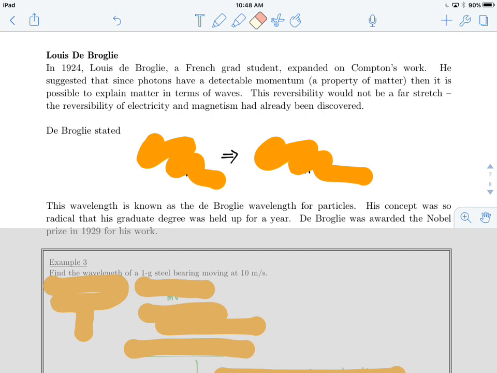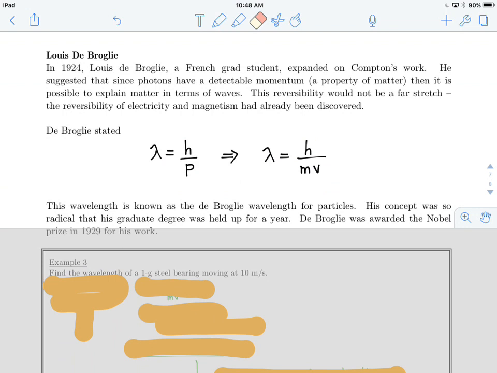So here's what de Broglie stated. He took Compton's equation and he said, okay, well, if p is equal to h over lambda, then lambda is equal to h over p. And if we're talking about matter, we're talking about things, then we could say lambda is equal to h over mv. And this became known as the de Broglie wavelength for particles.